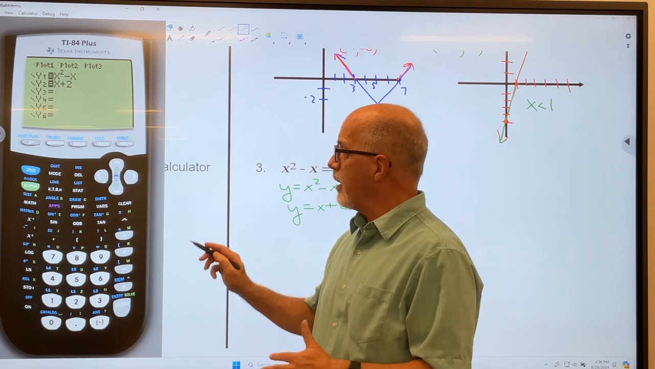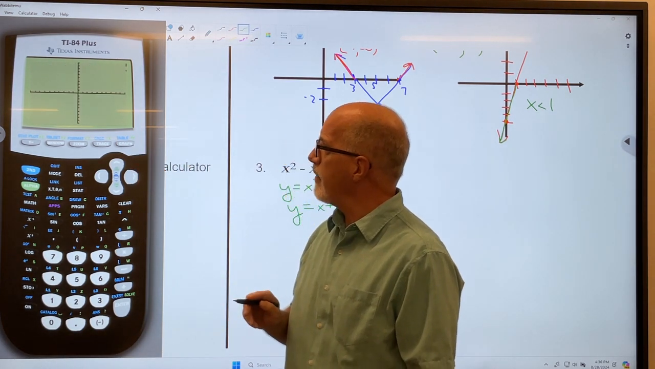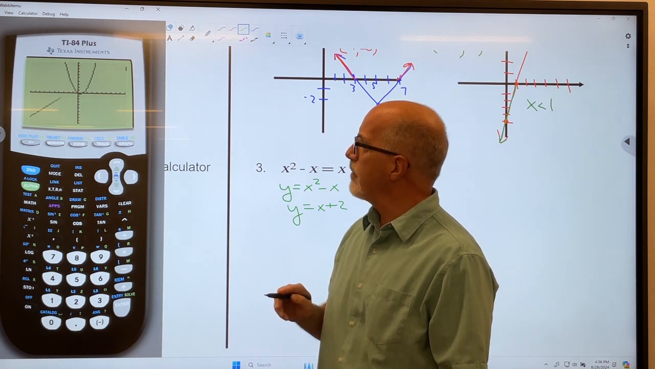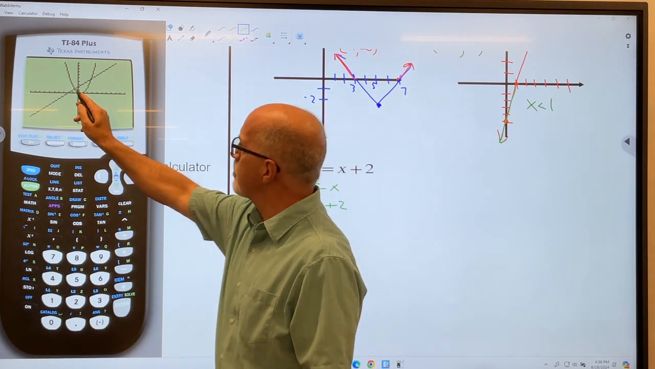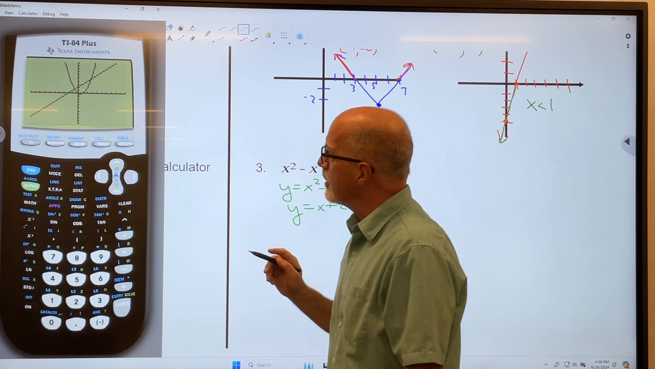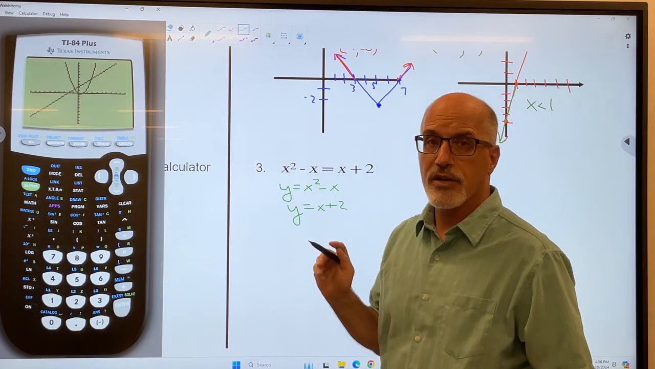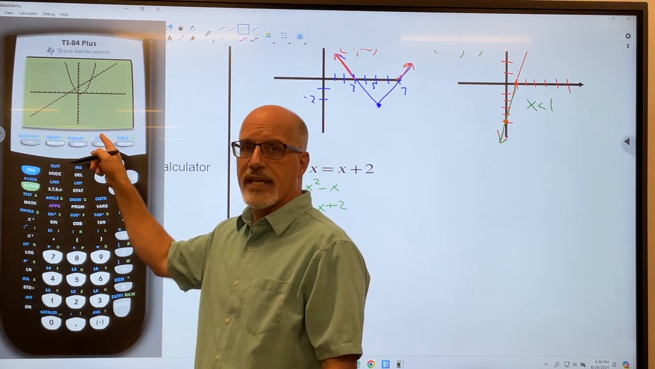Now what we're looking for is when we hit graph here, so the graph of it, here's the first graph. We're looking for where those 2 graphs cross, this parabola and this line. So how we're going to do that is the graphing calculator can do it for us, because if you look, it's got a calculate key.